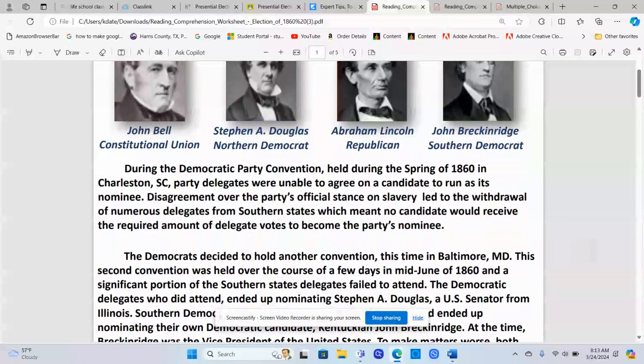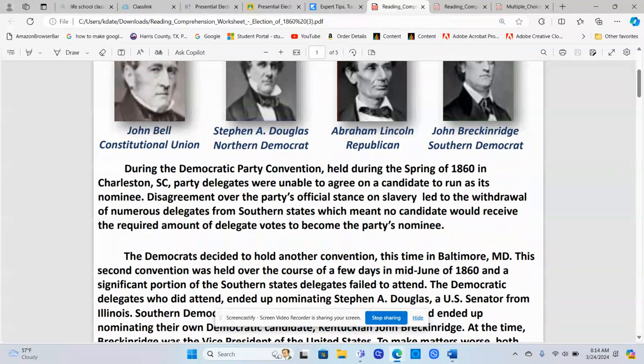During the Democratic Party convention held during the spring of 1860 in Charleston, South Carolina, party delegates were unable to agree on a candidate to run as its nominee. Disagreement over the party's official stand on slavery led to the withdrawal of numerous delegates from Southern states, which meant no candidate would receive the required amount of delegate votes to become the party's nominee. The Democrats decided to hold another convention, this time in Baltimore, Maryland.